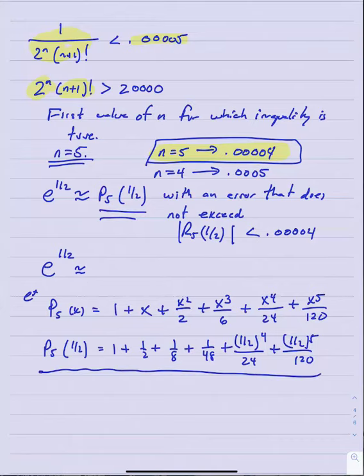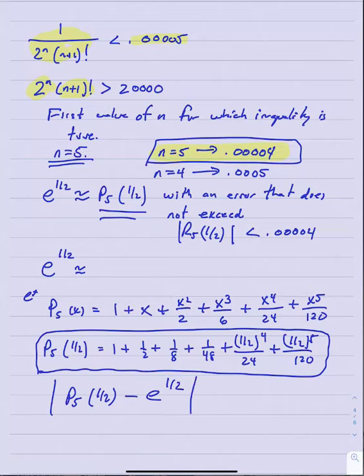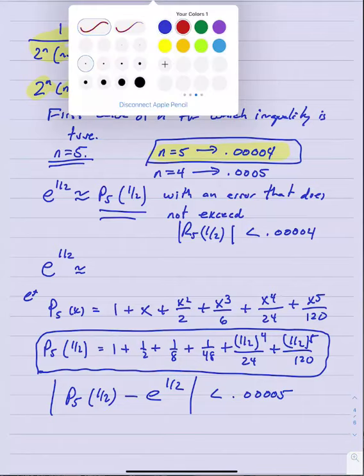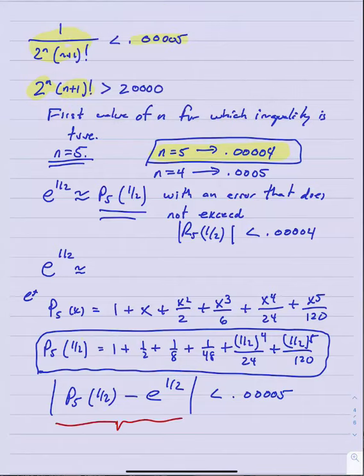If you were to calculate this, and I'll leave this for you to check, and then go to your calculator and see what your calculator actually says about e to the 1/2, the difference between those two should be less than 0.00005. And again, you can check me on this, but when I ran this in the calculator, I came up with an error of about 0.000023. I'm just copying off the calculator here. Definitely less than that 0.00005 we were after.